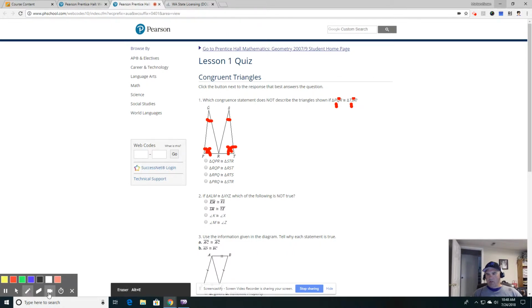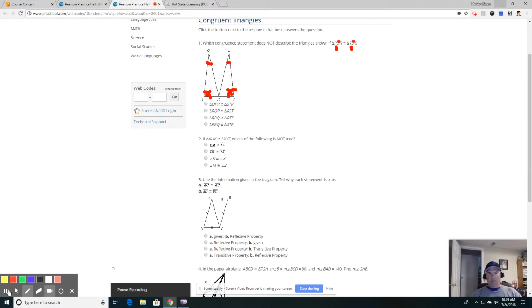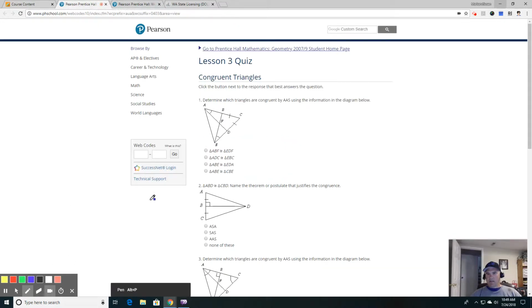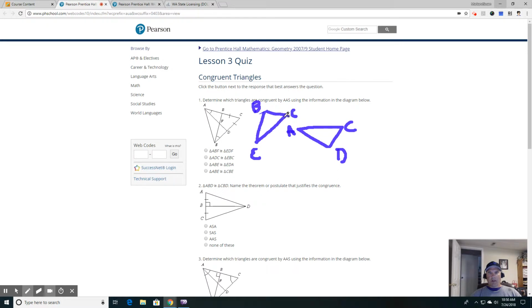So now let's go to another screen. So let's look at this section. So in this case, we want to find out which angles are congruent because of angle side. So what I know is E is congruent to A. I know that this side is congruent to this side.